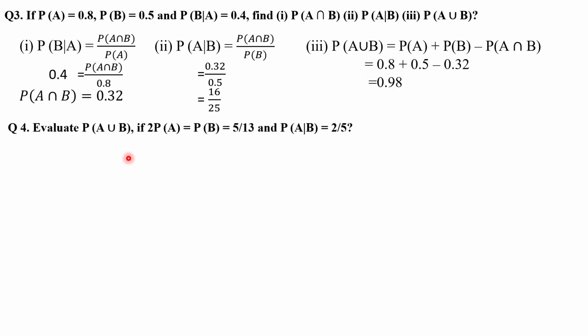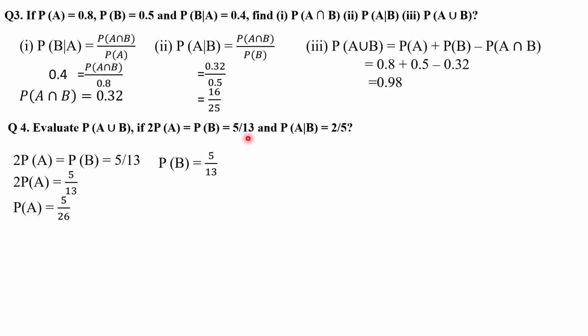Now, you need to find the probability of A union B if this is what is given: probability of A equal to probability of B equal to 5 upon 13, and probability of A given B equal to 2 upon 5. Obviously, it is itself saying the probability of B equal to 5 upon 13, and it is also saying the probability of A equal to 5 upon 13. So, probability of A equal to 5 upon 26. Okay. And this is the probability of B that is already given.